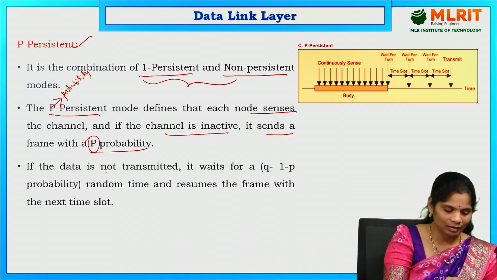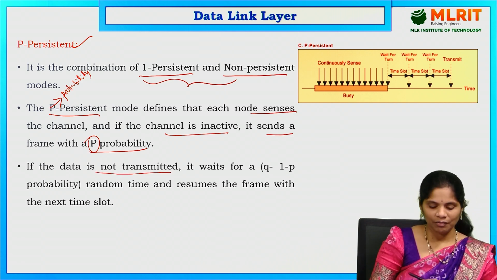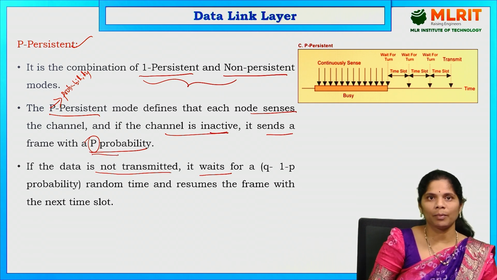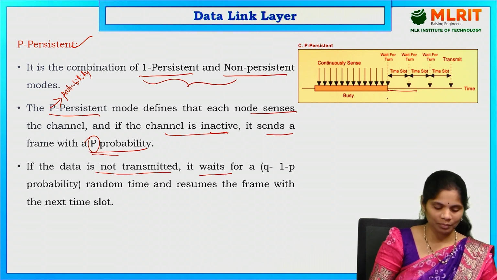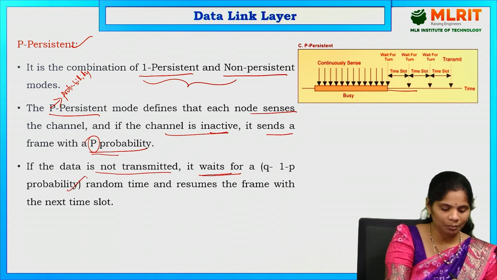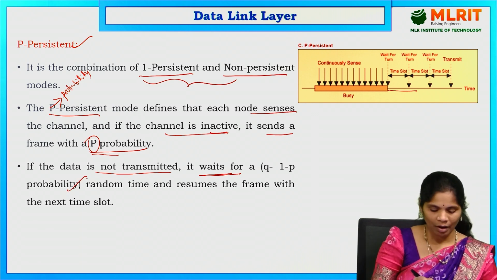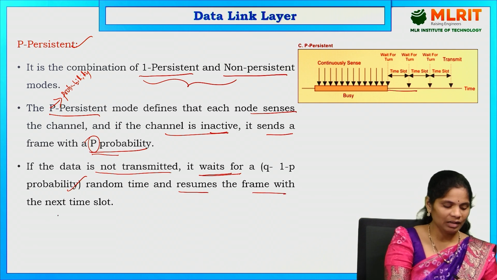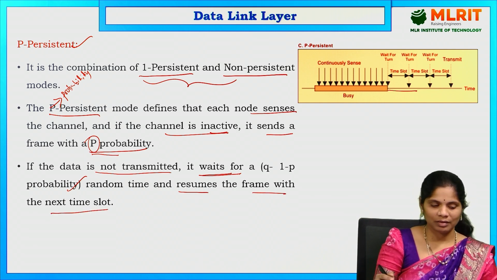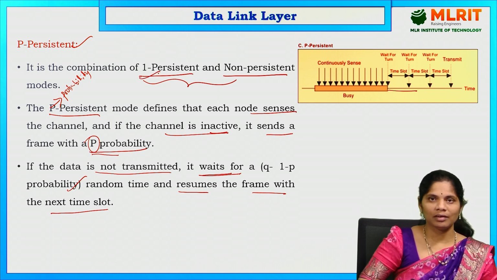If the data is not transmitted, it will wait. If it is idle, it will send the frames with probability P. And if the channel is busy, then it will wait with probability Q, which is 1 minus P, meaning it will wait a random amount of time and resume the frame with the next time slot.